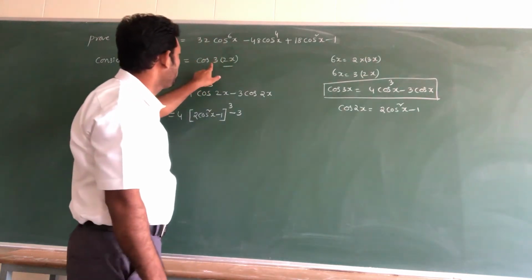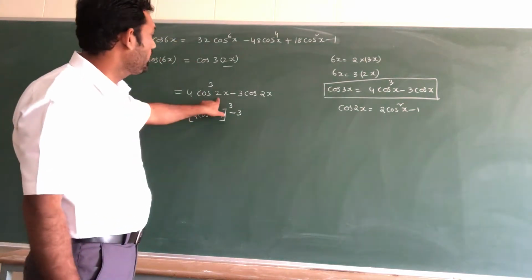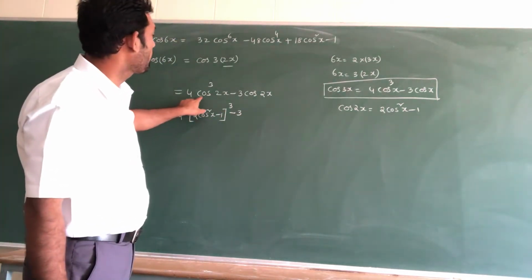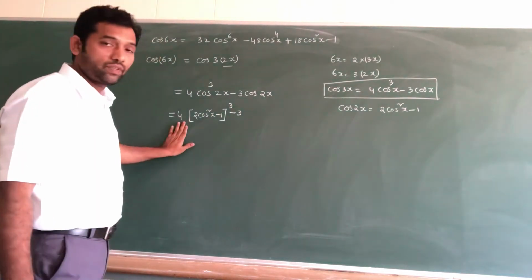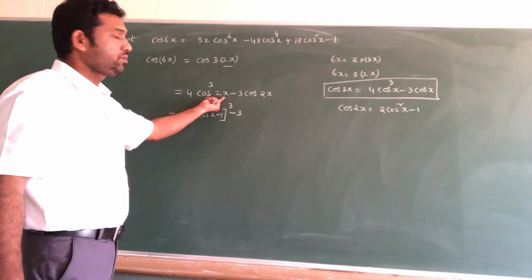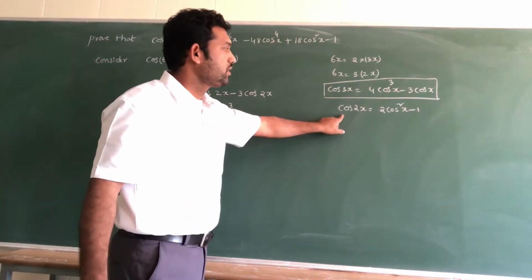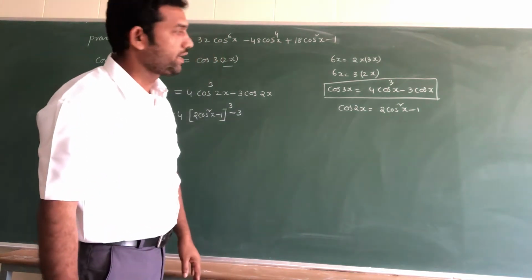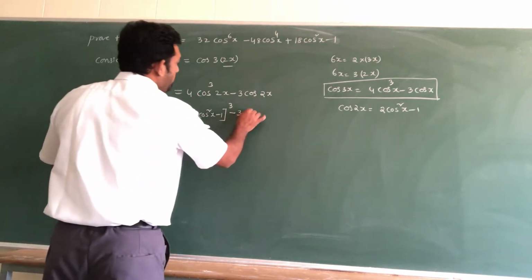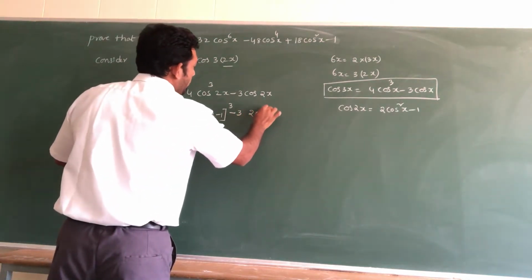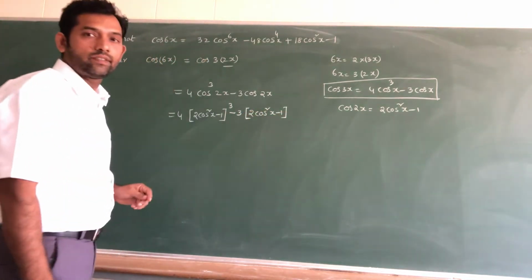So what is the difference between this one and this one? Replace x by 2x. So 4 cos cube 2x minus 3 cos 2x. After that, you substitute the cos 2x formula in terms of cos. Cos 2x formula is what? 2 cos square x minus 1. You have to substitute. So what happens? 3 into (2 cos square x minus 1).